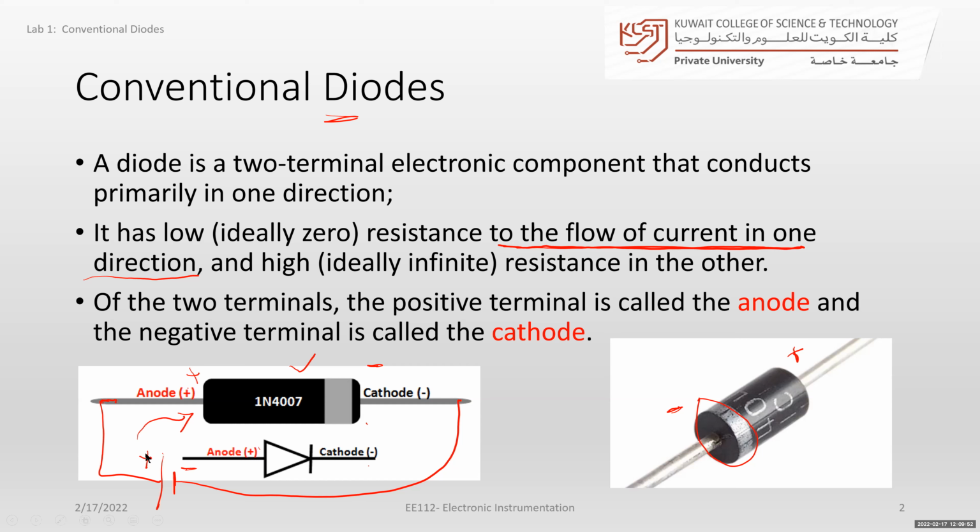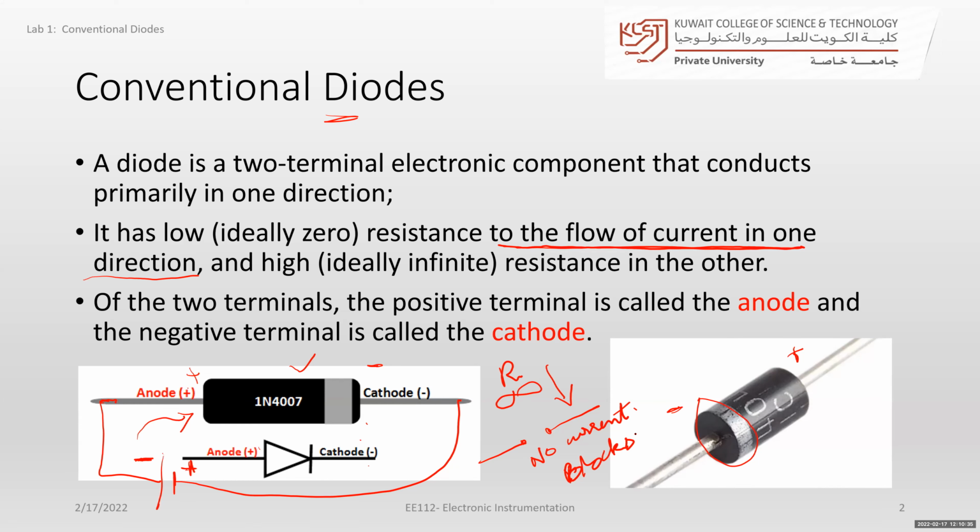If I just erase it and make this negative, and then this becomes positive, so now it is reverse bias. In reverse bias, it gives very high resistance, almost infinity, to the flow of current. So it acts as an open circuit in reverse bias. So no current will flow in reverse bias. It blocks current in reverse bias. So this is the main functionality of a diode.